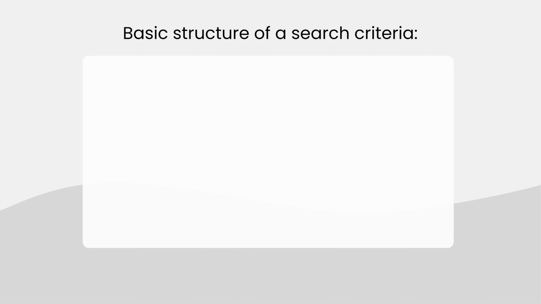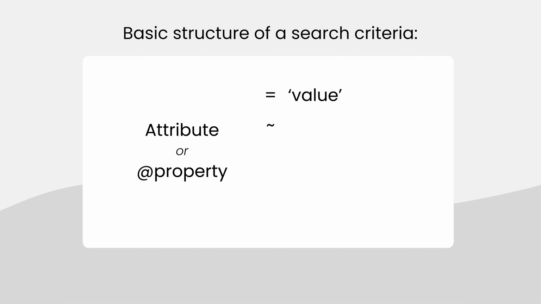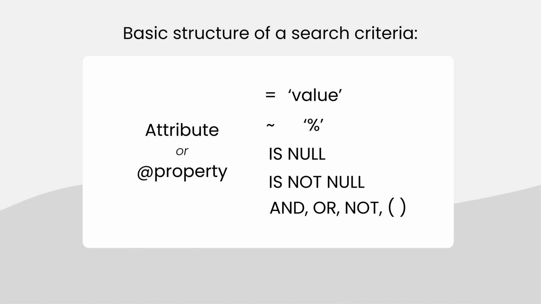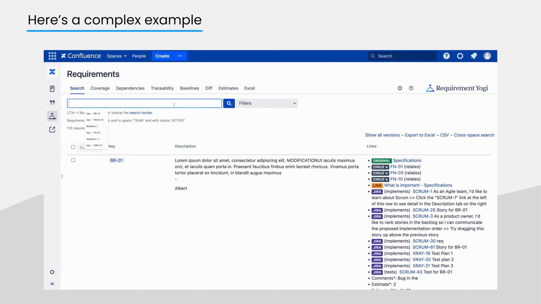The basic structure of a criteria is the name of the attribute, the sign equals, and the value between single quotes. You can also use the tilde instead of equal for the soft equality and the percentage sign in the value to match any expression. You can also use is null or is not null, and you can coordinate criteria using and, or, not, and parentheses. Let's see examples.